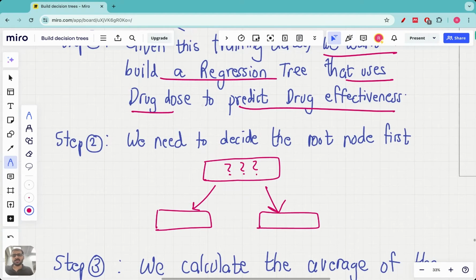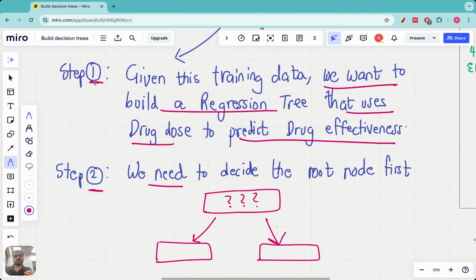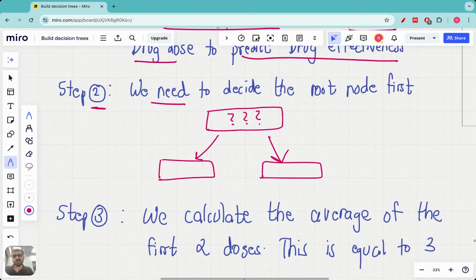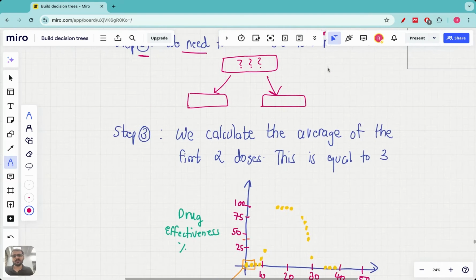As I mentioned, we need to decide the root node first, or what is going to come at the top of the regression tree. I have written this as step number 2. Step number 1 was just becoming familiar with the problem and the end goal which we want to achieve. So in today's lecture, we are going to look at the specific objective of deciding the root node of the regression tree. Let's see how we do that.